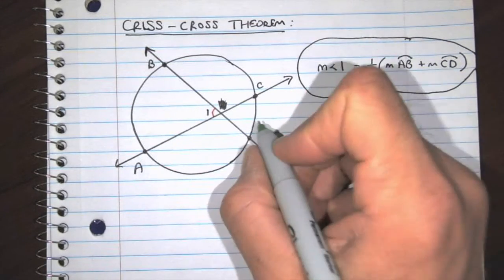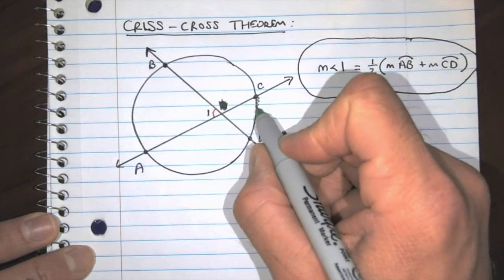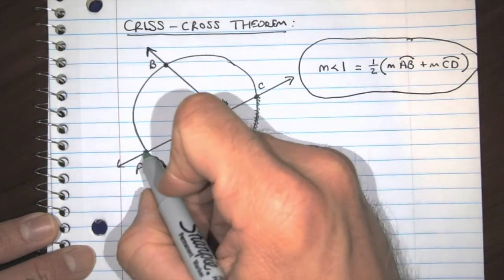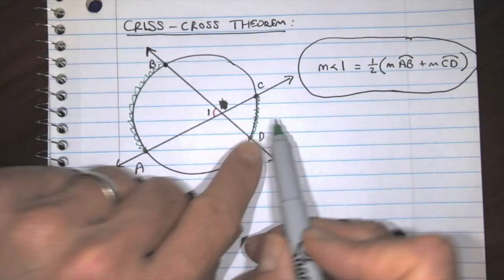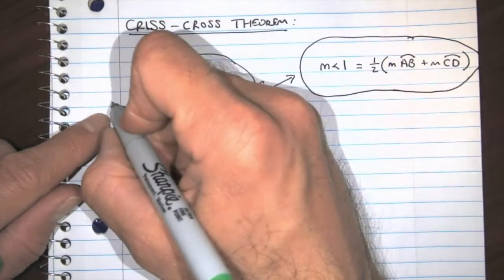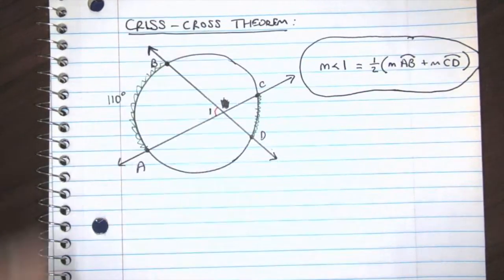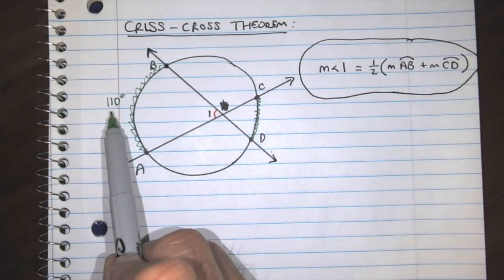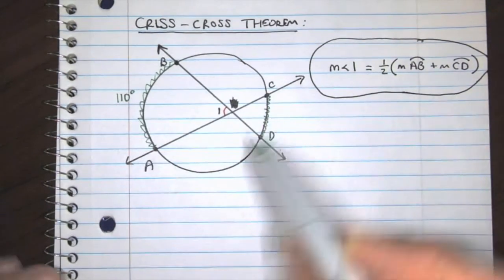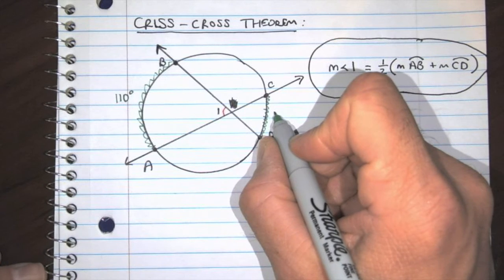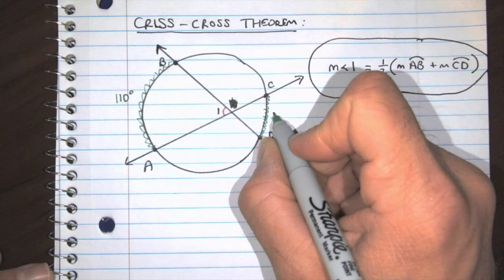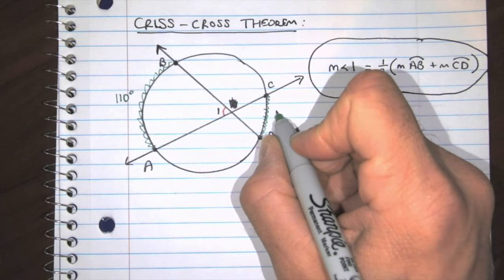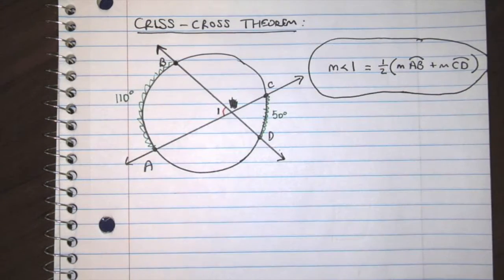So let's go ahead and give an angle measure for arc CD, and let's go ahead and give an angle measure for arc AB. So AB, let's see, this one looks bigger than that one, so let's say this is 110 degrees. I'm just picking a number out of thin air, folks. We're going to say this angle right here is, how about 50 degrees? Yeah, we're going to say that's 50 degrees.